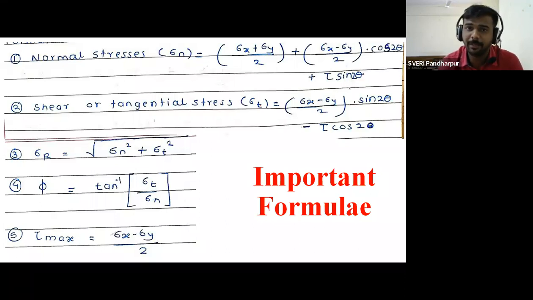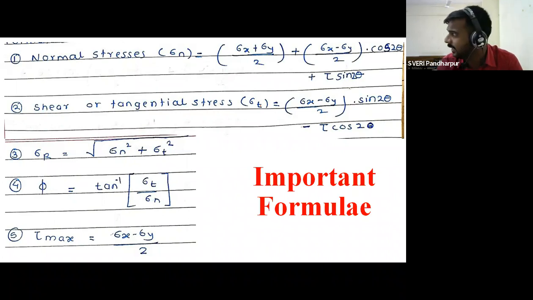So first formula is sigma n is equal to, in bracket, sigma x plus sigma y, bracket complete, plus sigma x minus sigma y into cos 2 theta plus tau into sin 2 theta. Second formula, shear or tangential: in bracket sigma x minus sigma y divided by 2 into sin 2 theta minus tau into cos 2 theta.